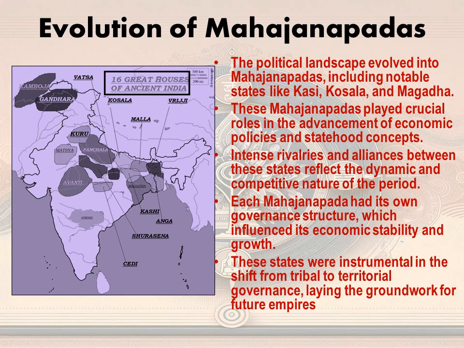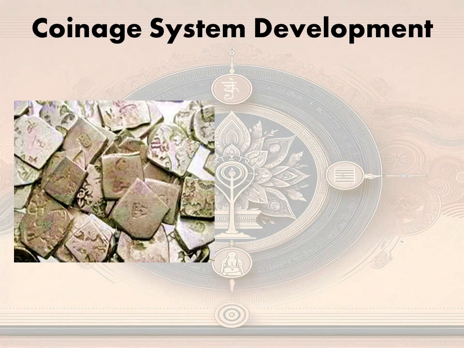These states were instrumental in the shift from tribal to territorial governance, laying the groundwork for future empires. So in the later Vedic period, we find the existence of tribal and territorial governance, but here we find the early stage of development in state structure, and thus it was a groundwork for the foundation of the first empire in the Indian subcontinent. Now, what was the monetary system in the Mahajanapada structure?